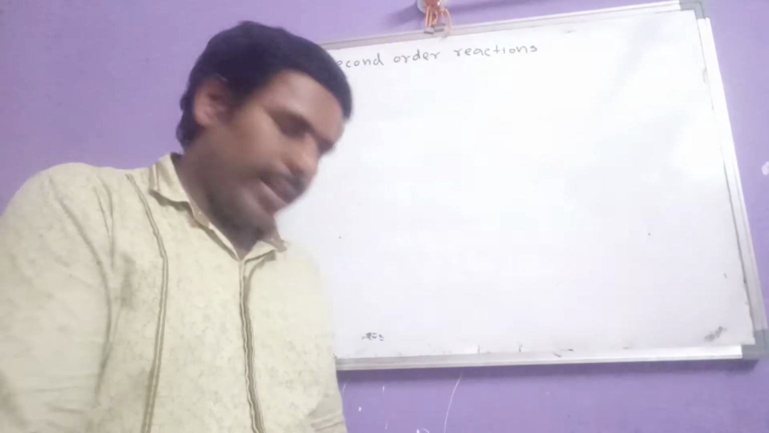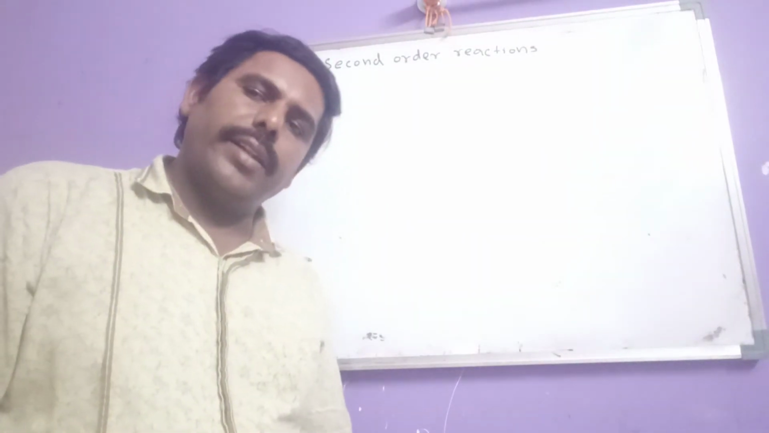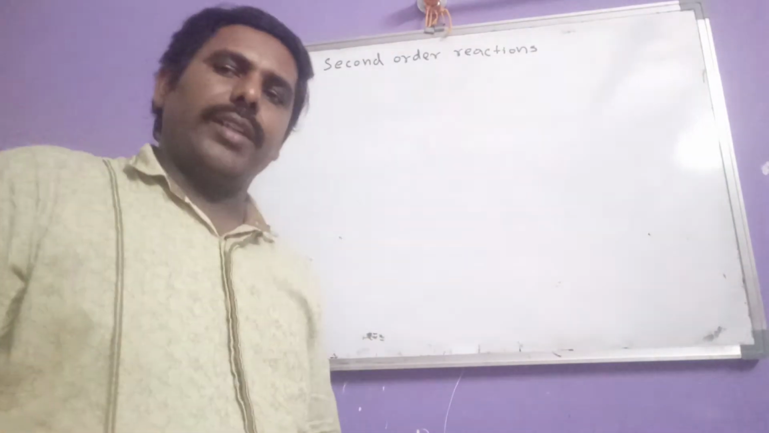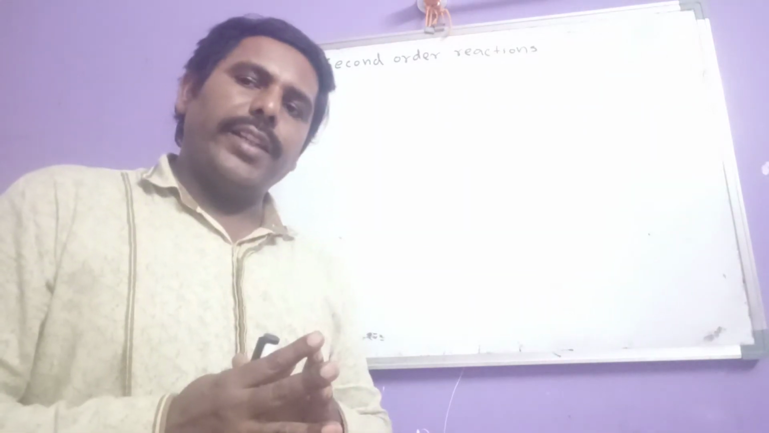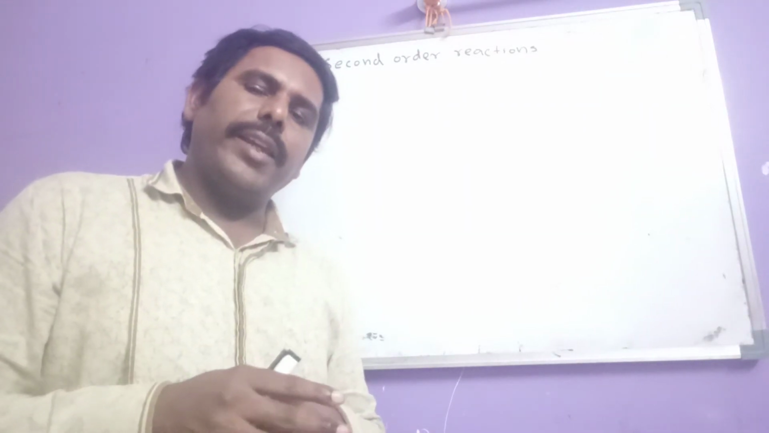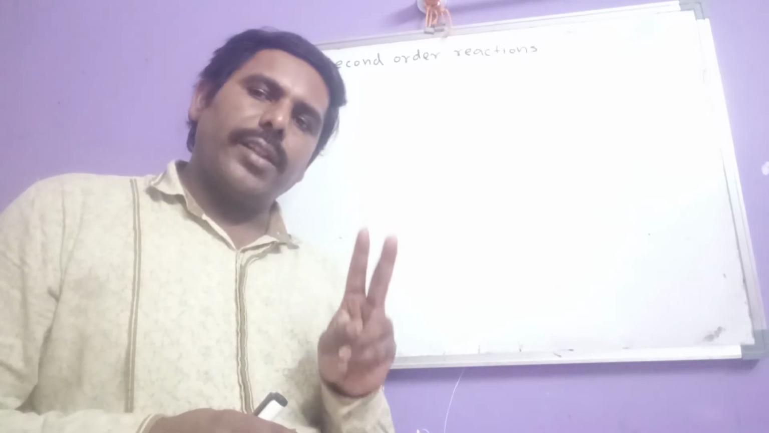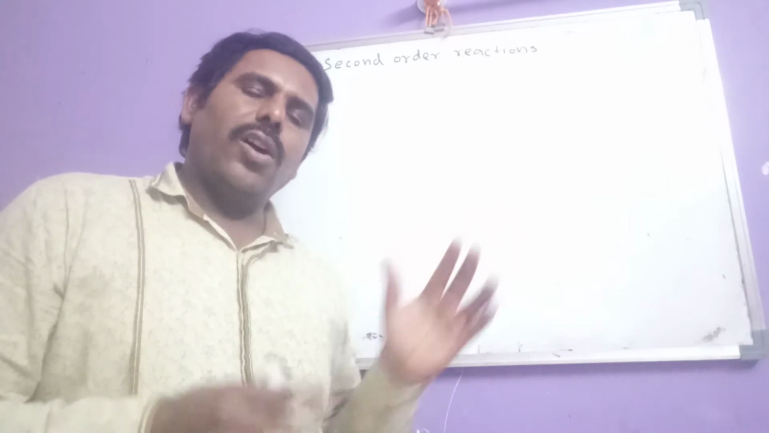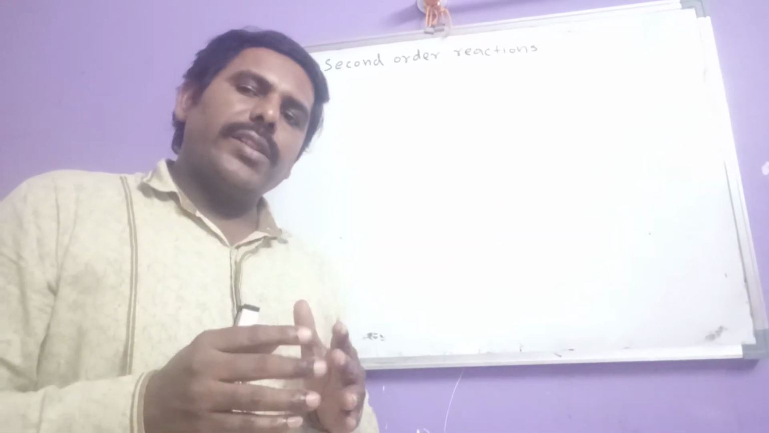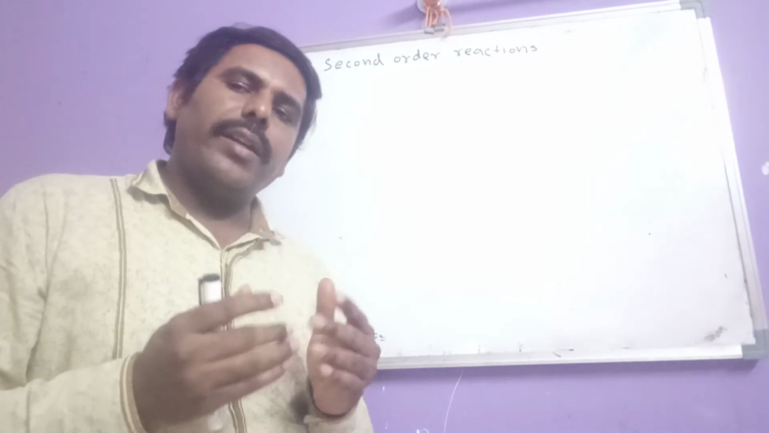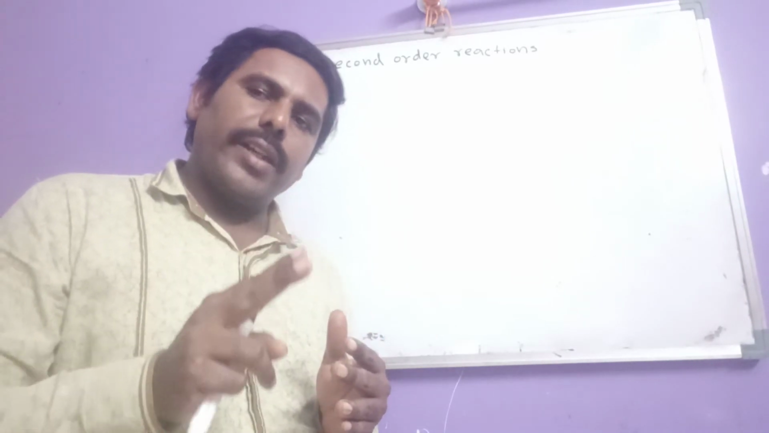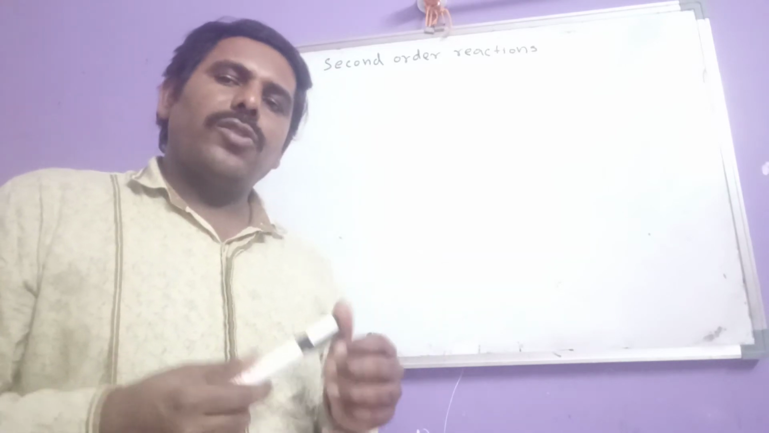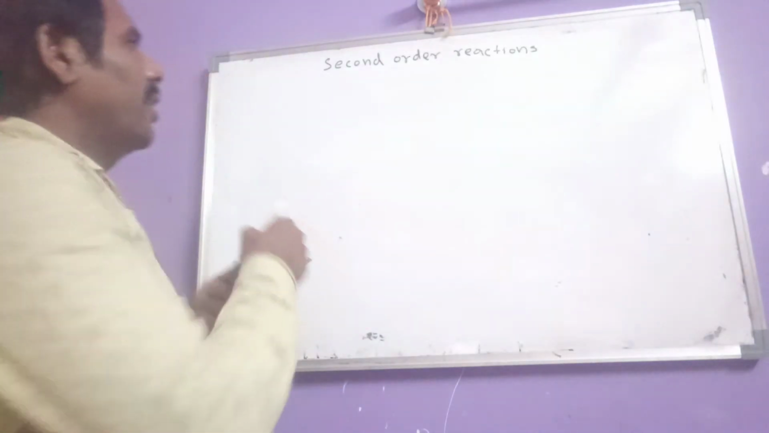Hello to everyone. In this video, let us discuss second order reactions and third order reactions. So first, let us see second order reactions. The reactions in which rate is determined by the variation of two concentration terms, or the reactions in which rate depends on two concentration terms, are known as second order reactions. Now, what are the examples for second order reaction?